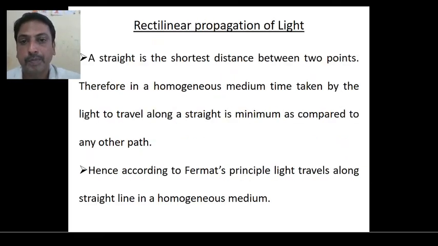next slides. So now what do you mean by the rectilinear propagation of light? Rectilinear propagation of light indicates that light always travels along a straight line because the straight line is the shortest distance between the 2 points. Hence, according to Fermat's principle, light travels along a straight line in a homogeneous medium.